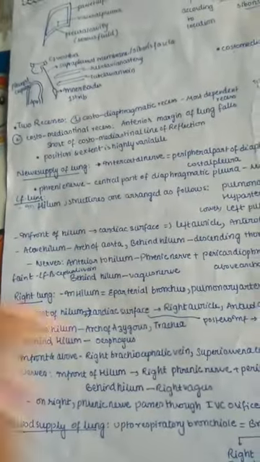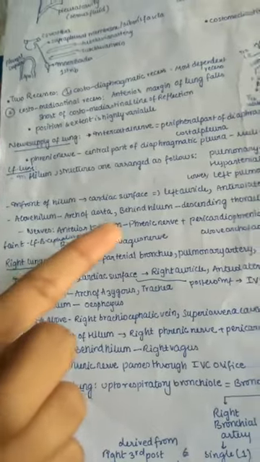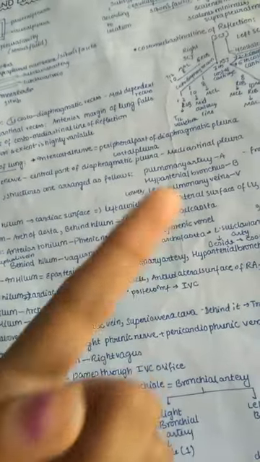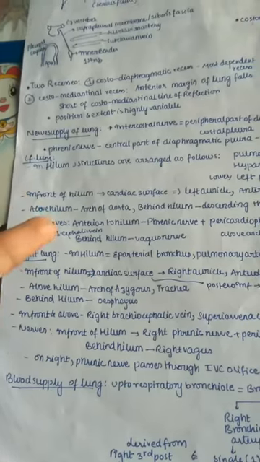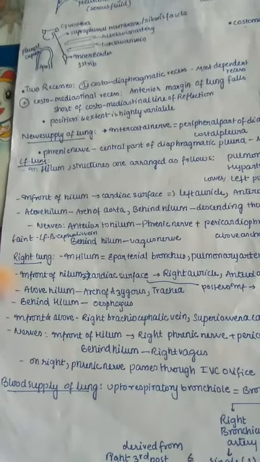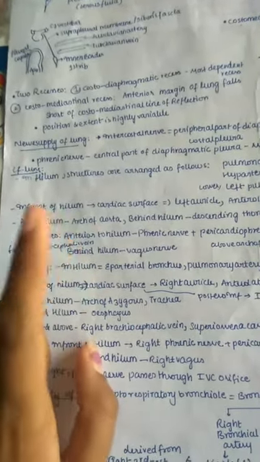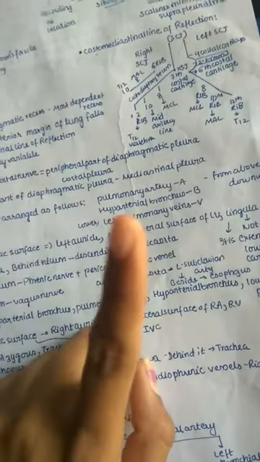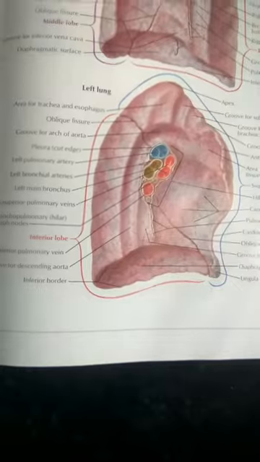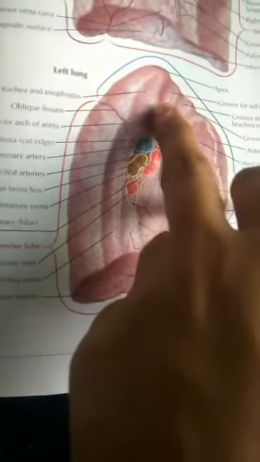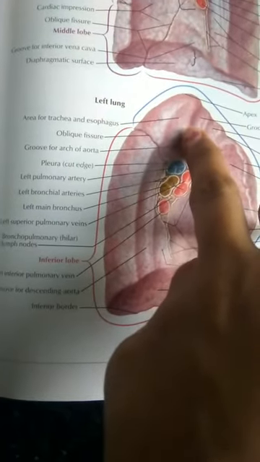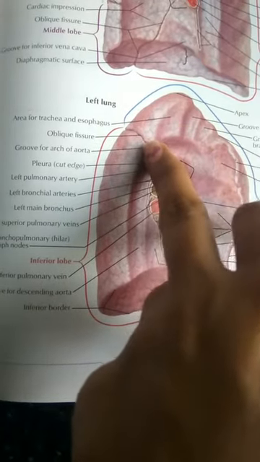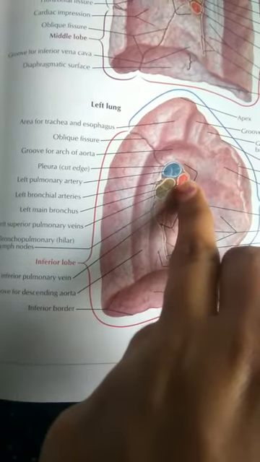The nerves passing anterior to the hilum are the phrenic nerve and also the pericardiophrenic vessels. On the front side we have the left brachiocephalic vein, and behind the hilum we have our vagus nerve. Above the arch of aorta we have the left subclavian artery, and beside this left subclavian artery we have our esophagus. So you can see this is the area for the trachea and esophagus, this is the oblique fissure, this is the arch of aorta, and this is the pleural cupola.